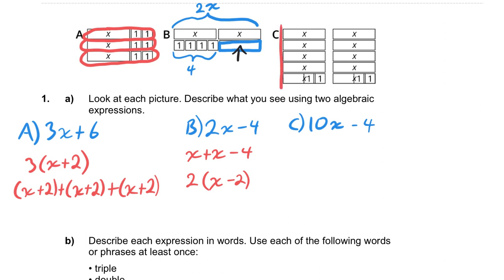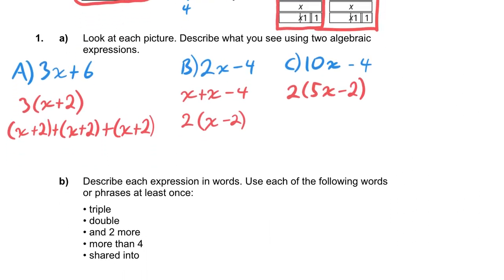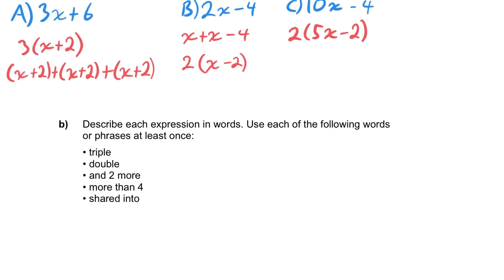The other way I can see it is if I look at this, I can see that there are 2 groups that are the same. In each group, I have 5 x's, and taking away 2 from each of those groups. Next it says we need to describe each expression in words.